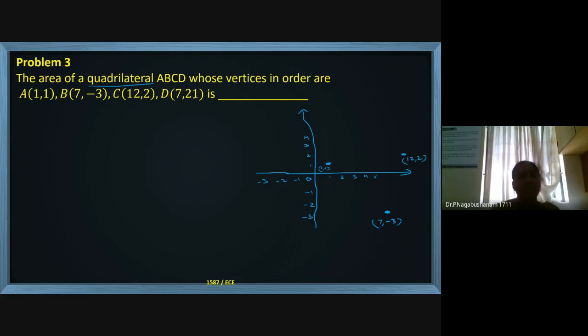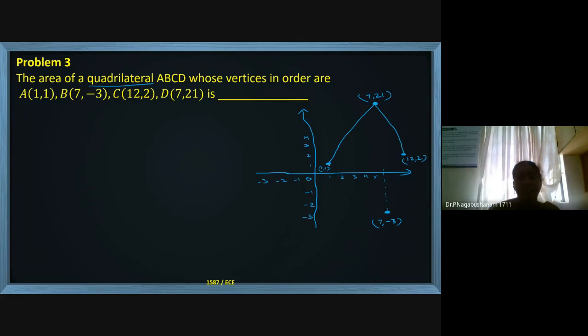Next, 7 comma 21. X value 7. Okay, so straight above this x value 7, but y value is 21. So I will make a point over here and this is 7 comma 21. If I join these 4 points, it is called a quadrilateral. So 4 sides are present in the case of quadrilateral.